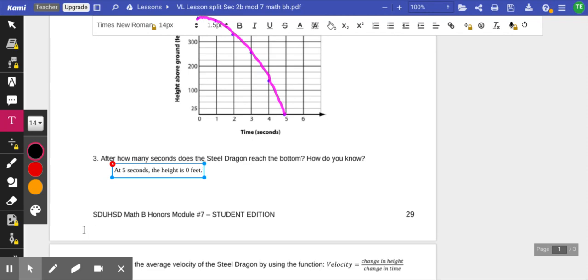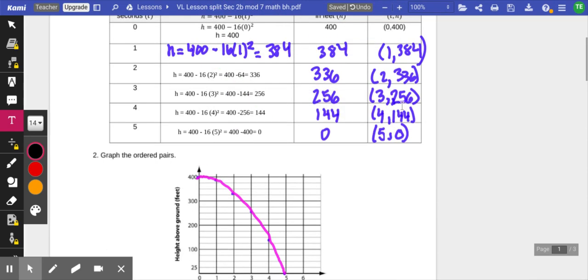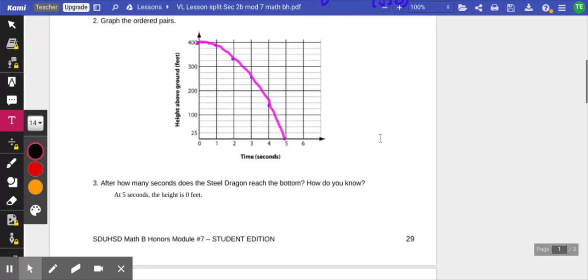All right, next question. Determine the average velocity of the Steel Dragon by using the function velocity equals change in height divided by change in time. So we have to figure out the total change in height. How high did it start at? It started at 400, and how far did it go down to? It went all the way down to 0. And it did that in how many seconds? So it went from 0 to 5 seconds.